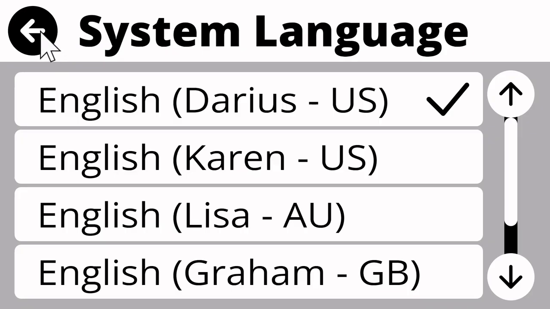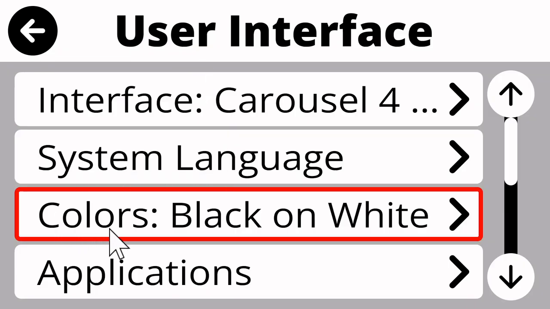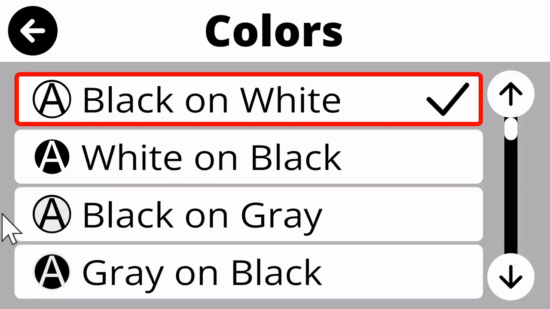So that's a little bit about the system languages that you might want to select and how they affect the user interface. Backing up to the user interface level again, the next option in the list is the colors in which the interface presents itself. You may recall the carousel showed all of the icons in full color, and all of the text that you're seeing on the screen right now is black text on a white background. Let's click here to see what our options are.